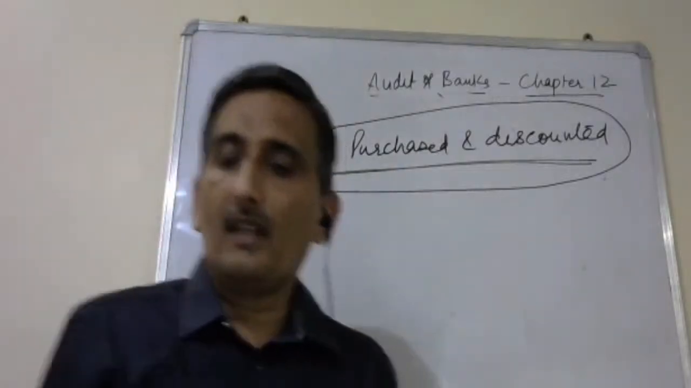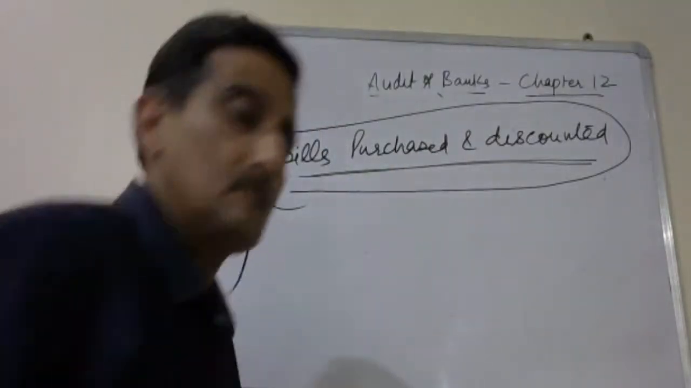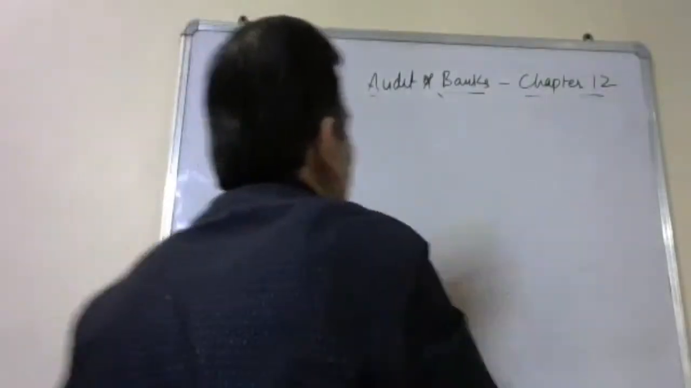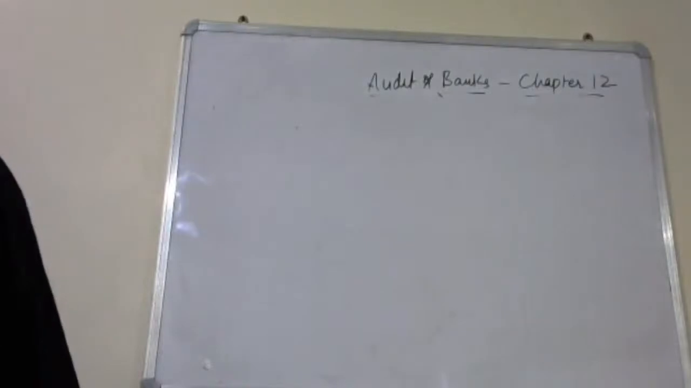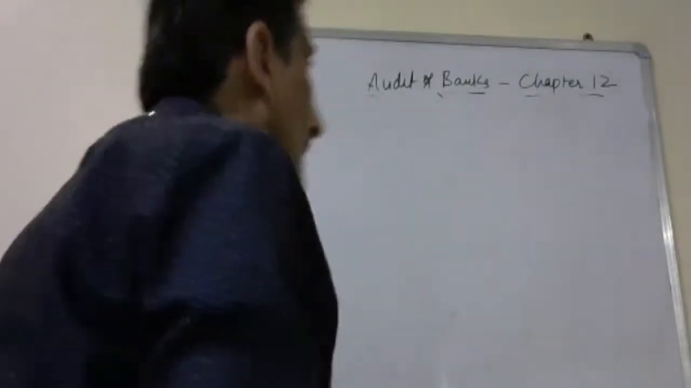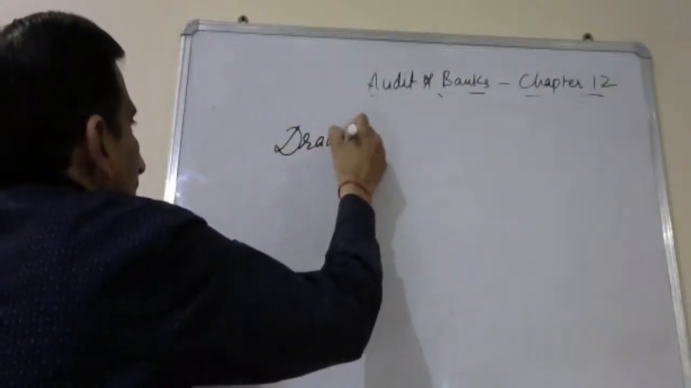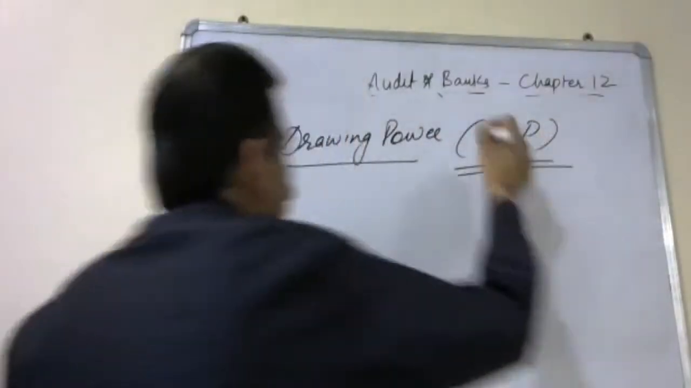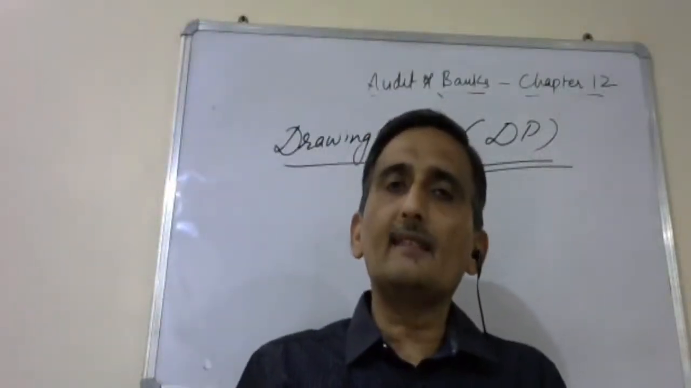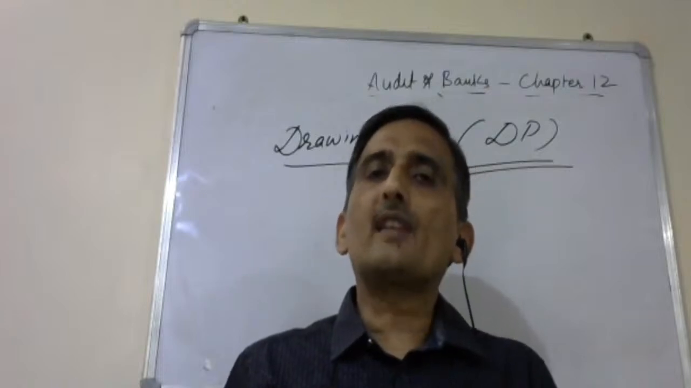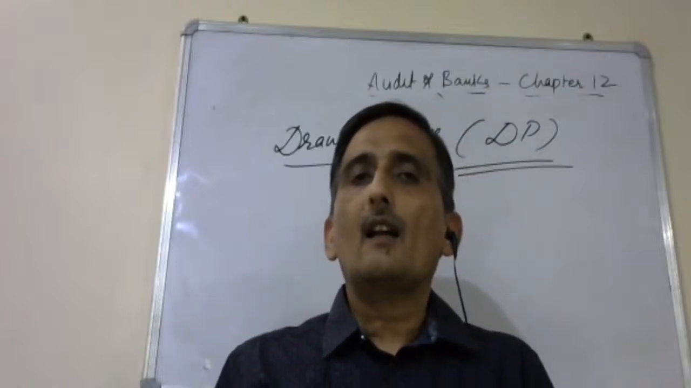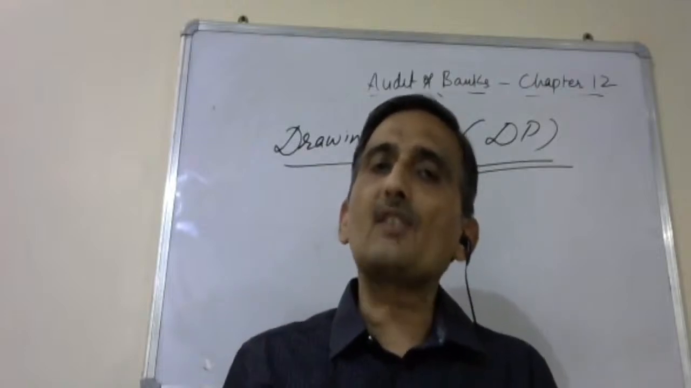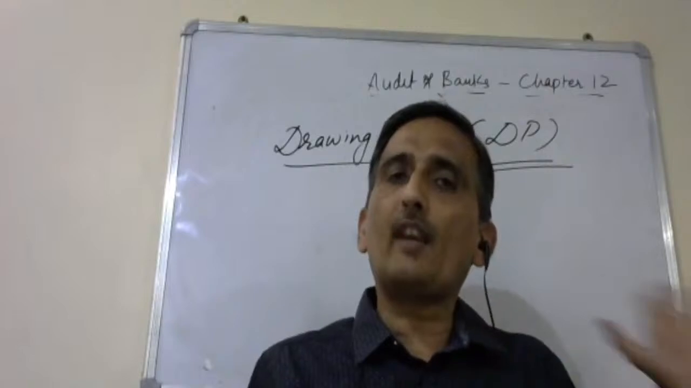Bills purchased and discounted. Now we come to another term, that is drawing power, or DP. Now this term is generally used in connection with cash credit or working capital loans. It is associated with cash credit accounts, cash credit loans, overdraft loans. Now, what is drawing power?